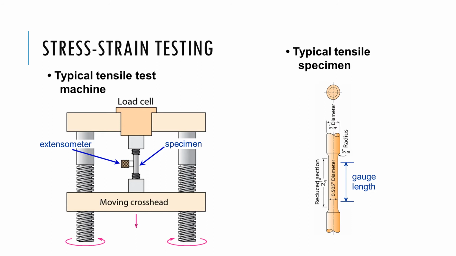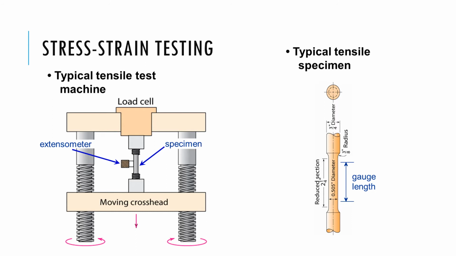So we clamp the specimen in and we pull it apart, and we can yield information about plastic region, elastic region, fracture point. We'll talk about some of these values in a moment. There is a standard way of doing this.